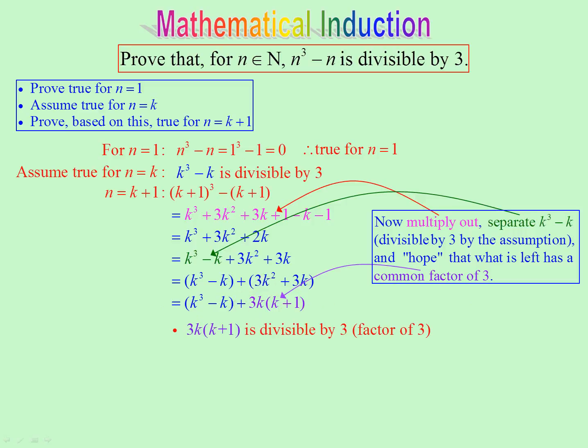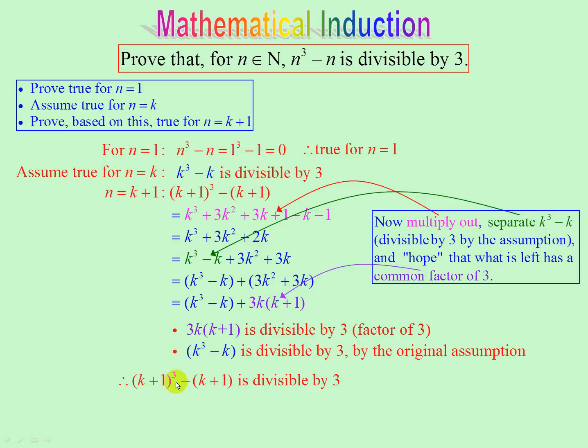So we can say, therefore, by reasoning like this, 3k(k plus 1) is divisible by 3, factor of 3. k cubed minus k is divisible by 3, original assumption. Therefore, (k plus 1) cubed minus (k plus 1) is divisible by 3. Therefore, by mathematical induction, n cubed minus n is divisible by 3.